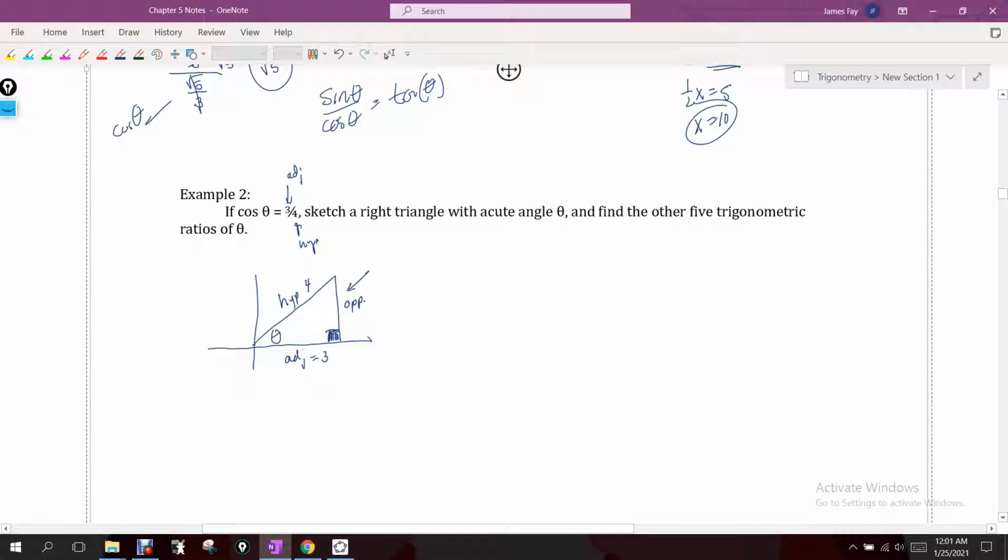So the way that we're going to find this opposite side is the Pythagorean theorem. So we'll say 3 squared plus the opposite side squared should equal 4 squared. So we're looking at 9 plus opposite squared equals 16. So opposite squared is equal to 7. So the opposite side is going to be root 7. Okay? So root 7.